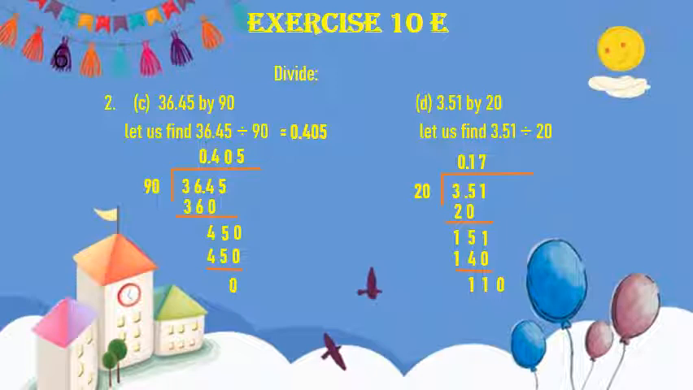Now we will divide 110 by 20. 20 fives are 100. So in the quotient we will write 5 and now we will subtract 100 from 110. We get 10 and again in this step we will add 0 and then we will divide 100 by 20. So 20 fives are 100. So we write again 5 in the quotient and 100 minus 100 is 0. So our answer is 0.1755.